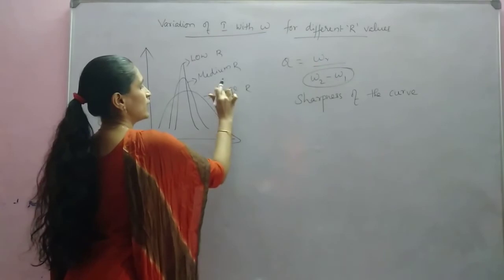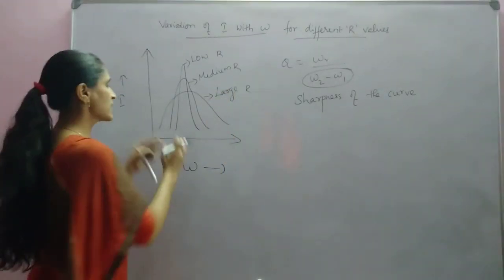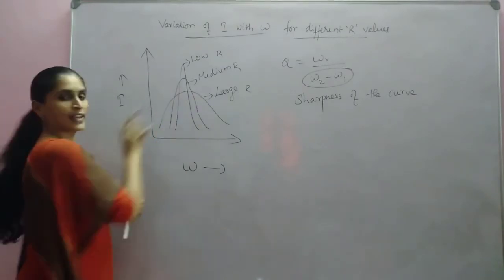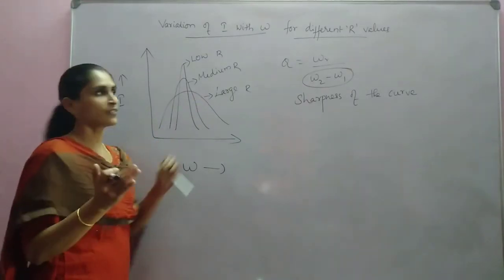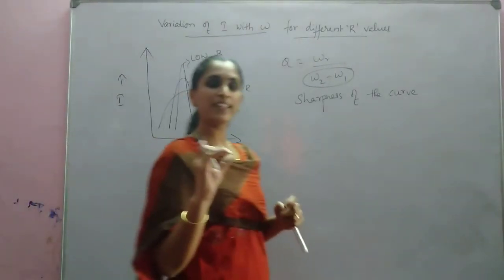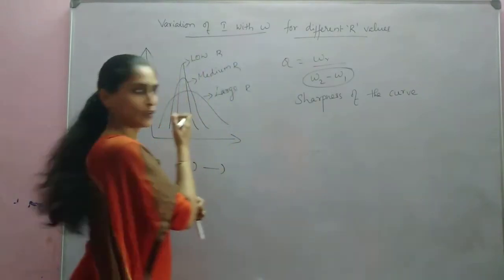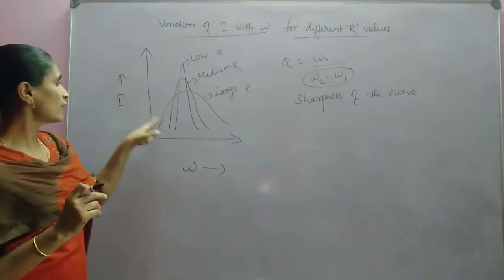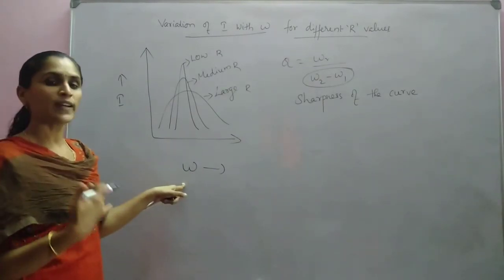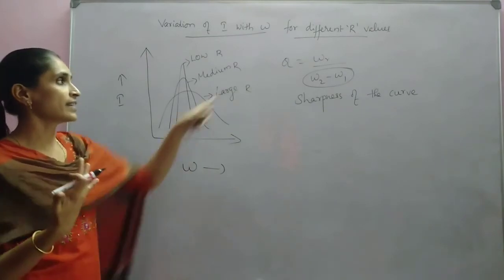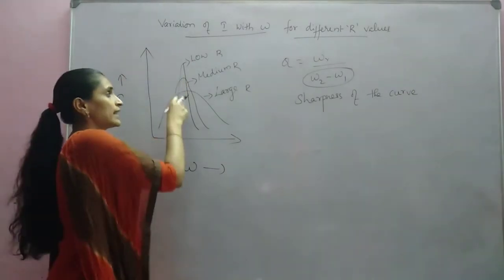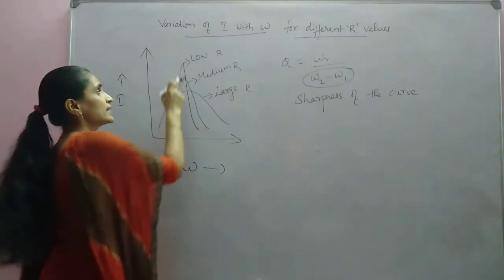If the resistance value is very large, in that case it will be a wider graph. Here you can see that the difference omega 2 minus omega 1 will be larger, so automatically the quality factor will be small. So quality factor indicates the sharpness of the curve of the graph plotted between current and omega. At different values of r, we can get the quality factor.